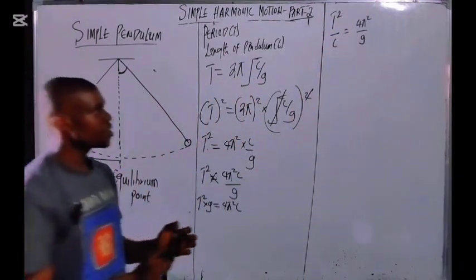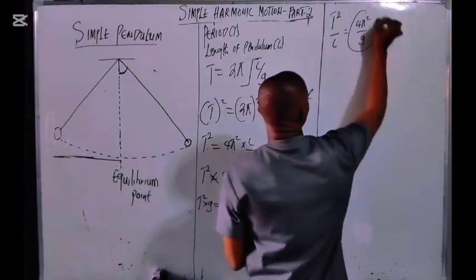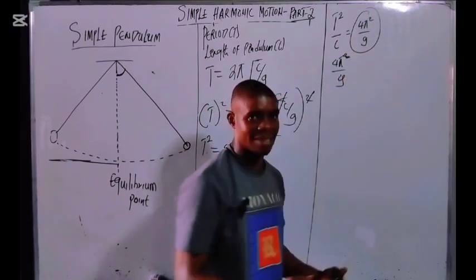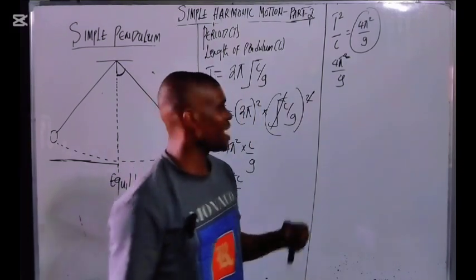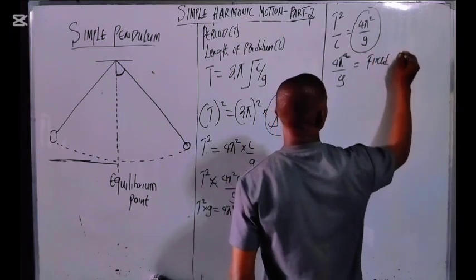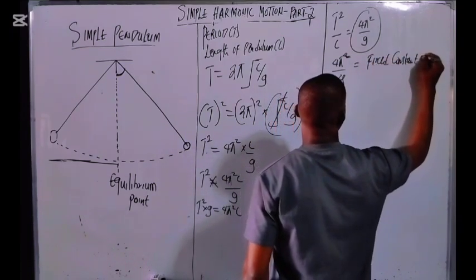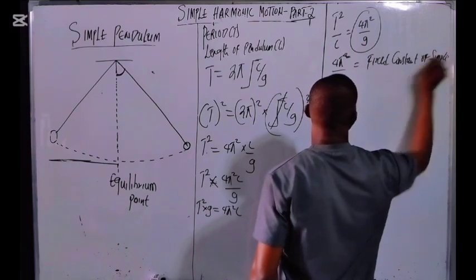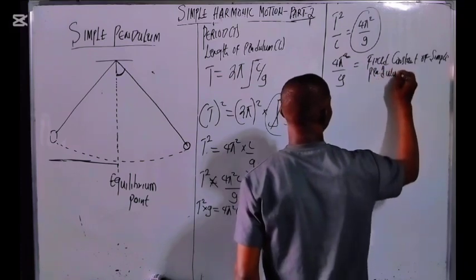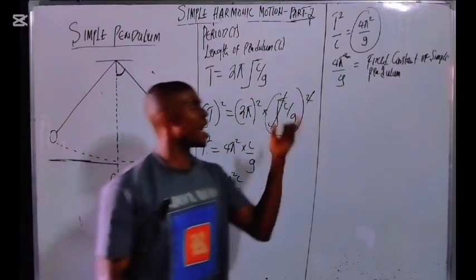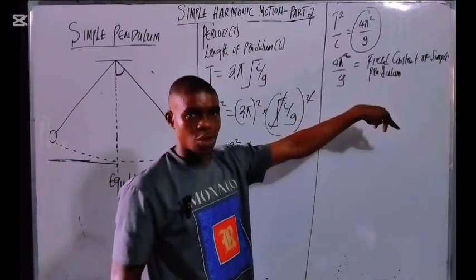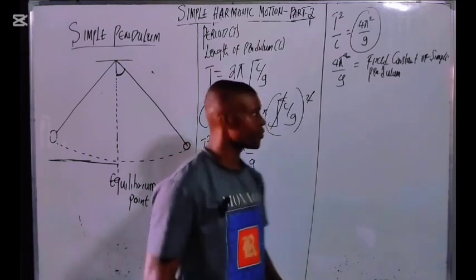Hope you understand. Now, this one here, 4 pi squared over g, is a fixed constant of the simple pendulum at a particular length. So in the sense that this one is always a constant, it does not change no matter how the length and time vary. Do you understand?